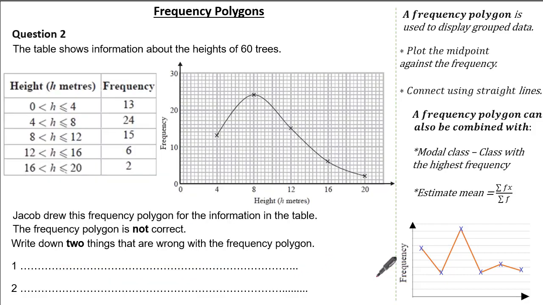Now looking at our next exam question, the table shows the information about the heights of 60 trees. We know there's 13 trees between the height of 0 and 4 meters, including 4 meters but not including 0 meters. 24 trees between the height of 4 and 8 meters, including 8 meters but not including 4 meters, and so on and so forth. Jacob drew this frequency polygon for the information in the table. The frequency polygon is not correct, and we're asked to write down 2 things that are wrong with the frequency polygon. See if you can give it a go and press pause if you need.